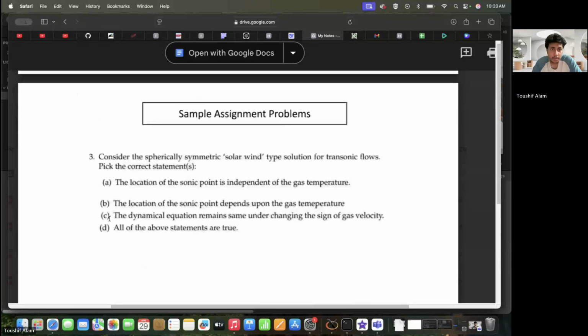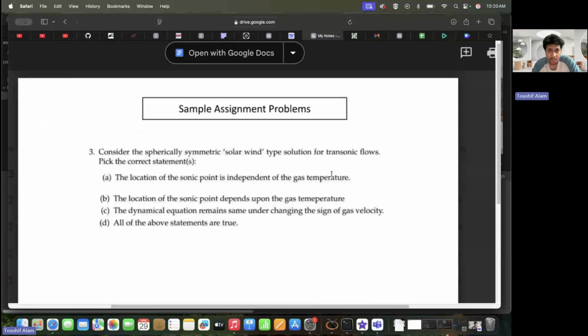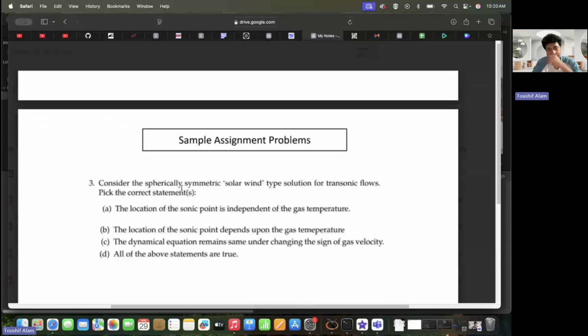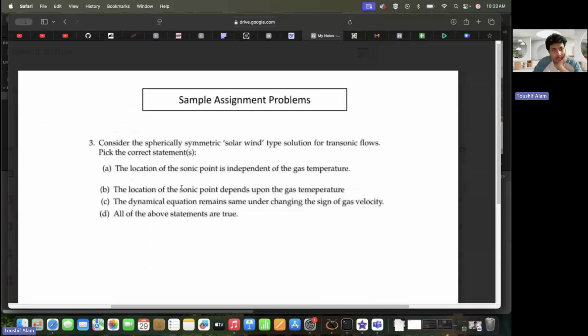What is the spherically symmetric fluid wind type solution for transonic fluid? I will do some of the exercises in some of the later assignment solutions. Consider the spherically symmetric fluid wind type solution for transonic fluid. Pick the correct statement. The location of the sonic point is independent of the gas temperature. The location of the sonic point depends upon the gas temperature. The dynamical equation remains the same under changing the sign of gas velocity. All of the above statements are true.